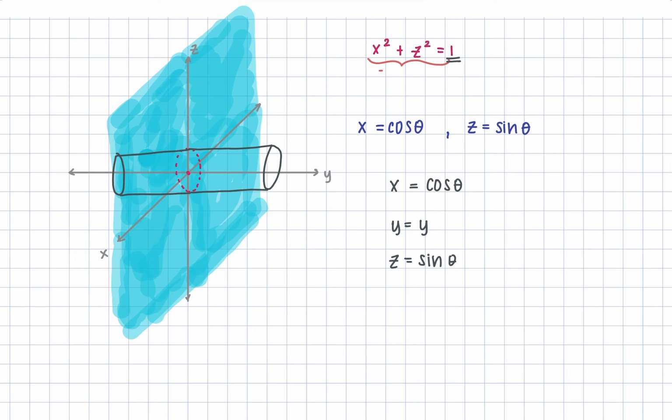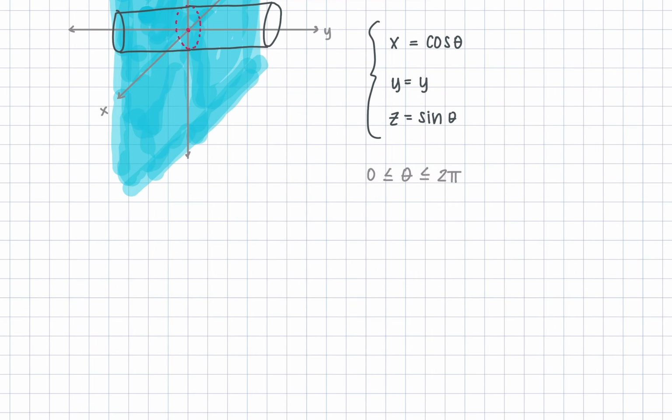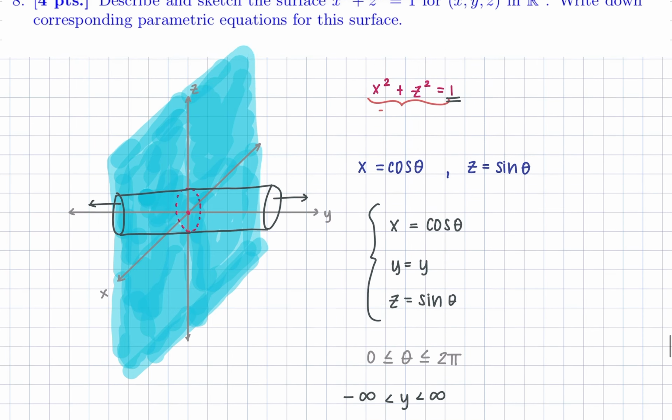Okay? And we also have to add a set of parameter restrictions, so theta between 0 and 2 pi. So that's one full circle, and our y can be from negative infinity to positive infinity. It doesn't stop. So really, it just keeps going both ways. And that's question number 8.